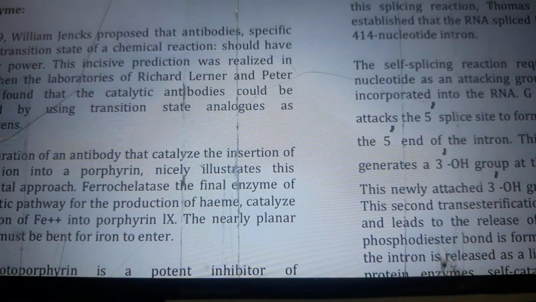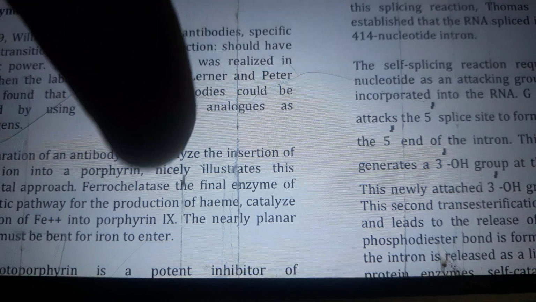Abzyme. In 1969, William Jencks proposed that antibodies specific for the transition state of a chemical reaction should have catalytic power. This incisive prediction was realized in 1986 when the laboratories of Richard Lerner and Peter Schultz found that catalytic antibodies could be produced by using transition state analogues as immunogens.